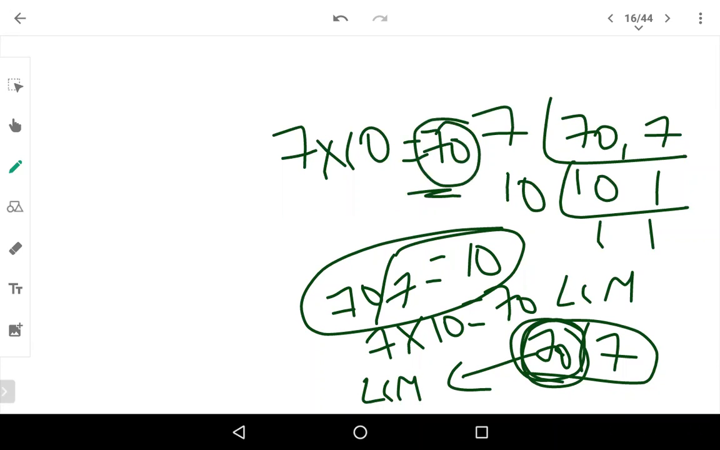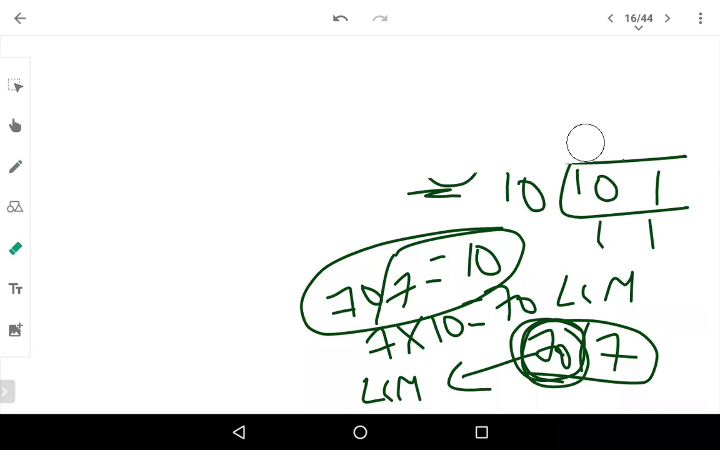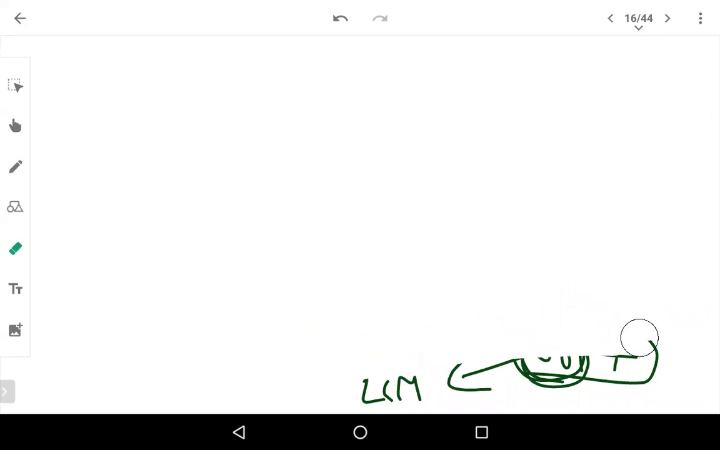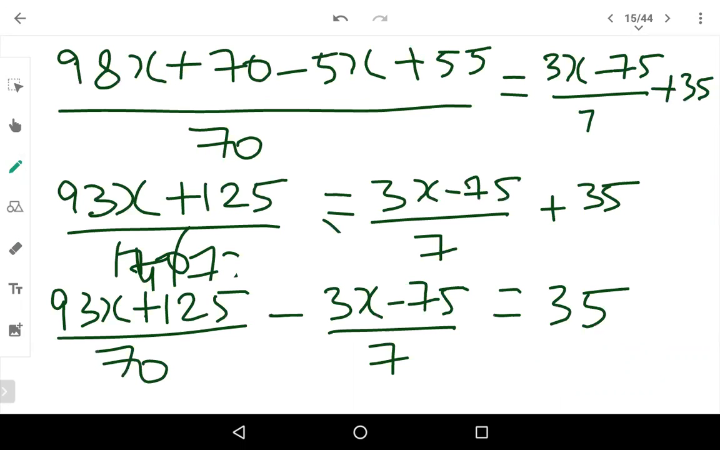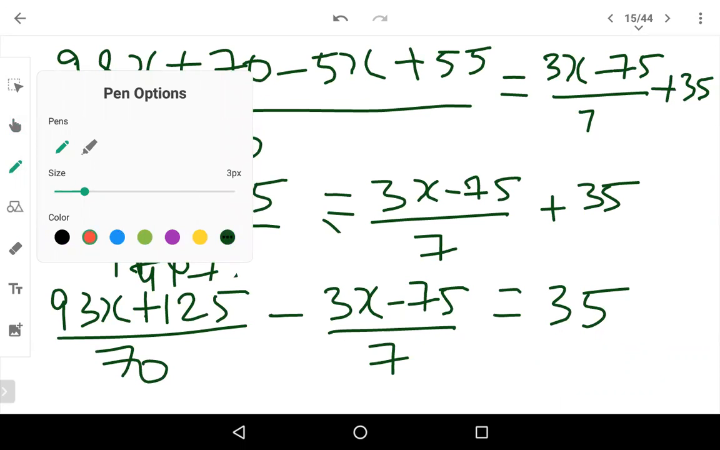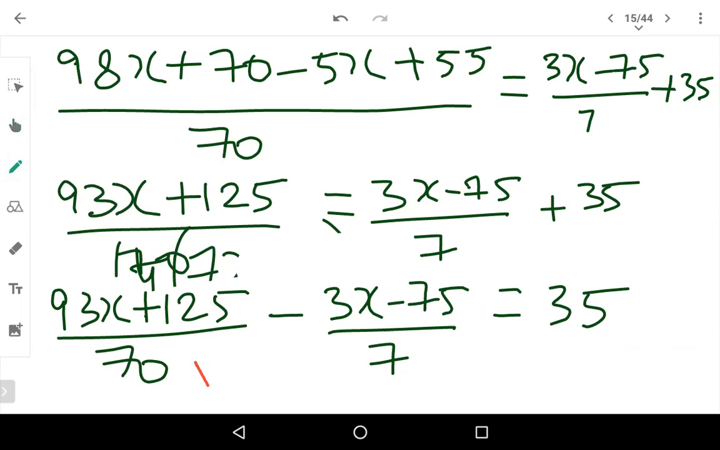So 70 will be the LCM for the expression, so whole divided by 70. Now when you have whole divided by 70, here the numerator is already 70, so you need not multiply it with any different number. For the sake of formality, you can multiply it with 1 because 70 ones are 70. So 70 into 1 I will multiply.